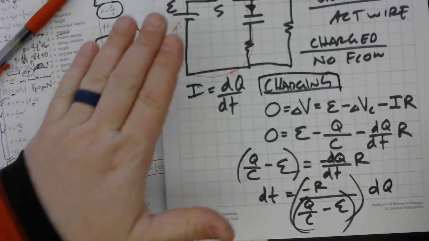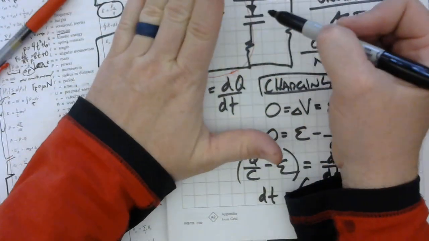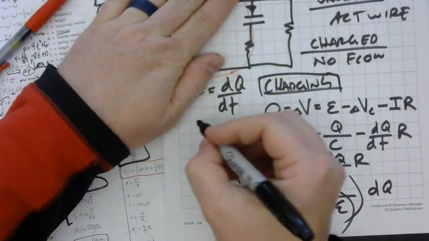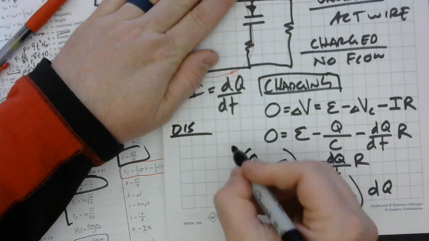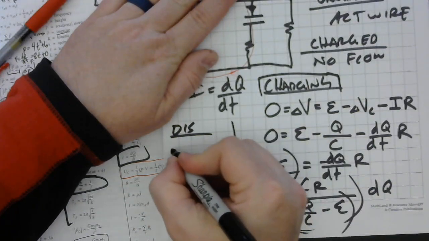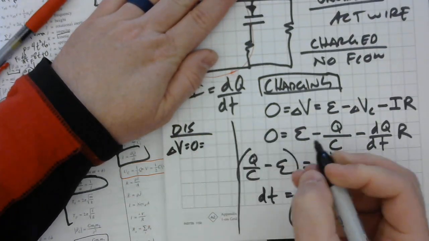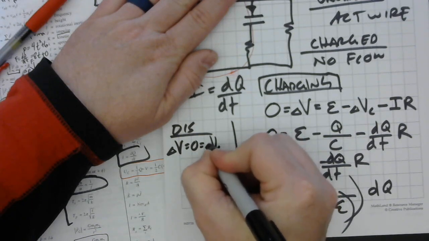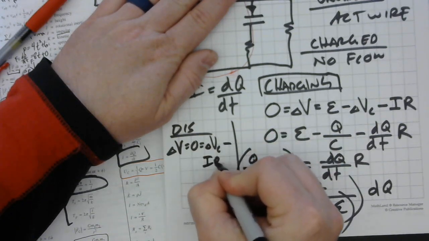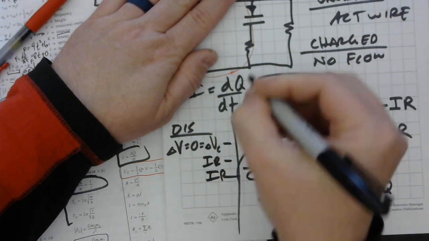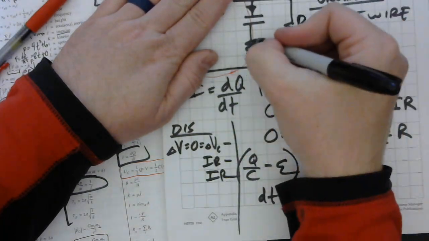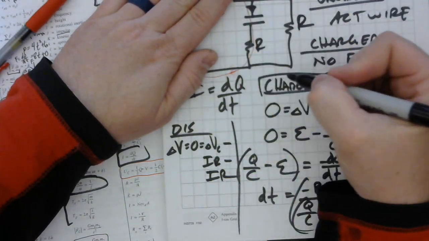Discharging is a little bit easier because, when discharging, I don't have the battery and it's going to be much cleaner. So when I do a discharge, my loop will be 0. And so I'll have the potential of the capacitor minus IR of my 2 resistors, because this loop now is going to go through here.